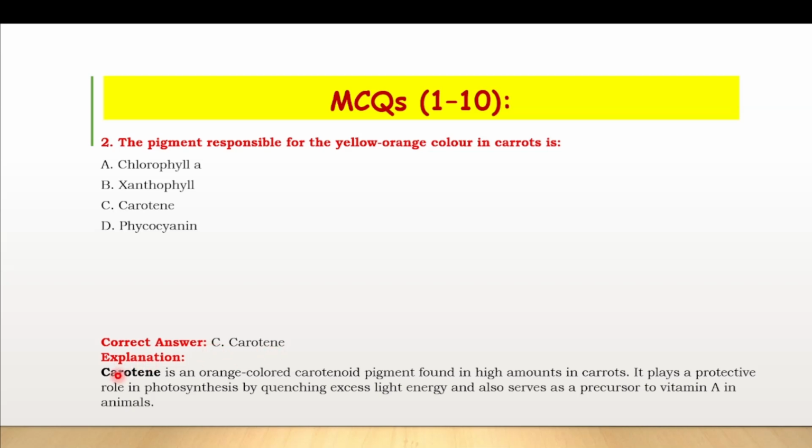Carotene. Carotene is an orange-colored carotenoid pigment found in high amounts in carrots. It plays a protective role in photosynthesis by quenching excess light energy and also serves as a precursor to vitamin A in animals.